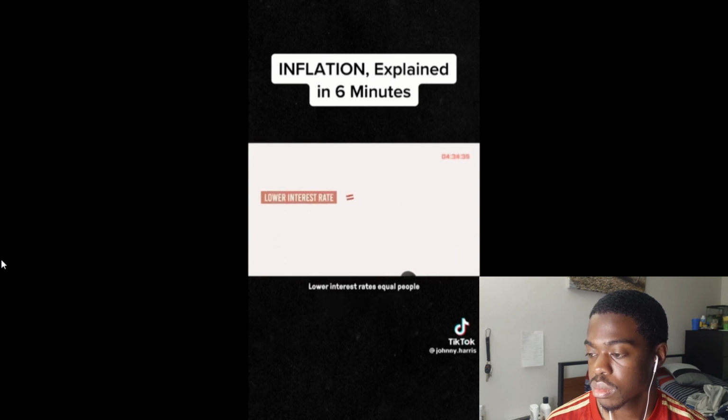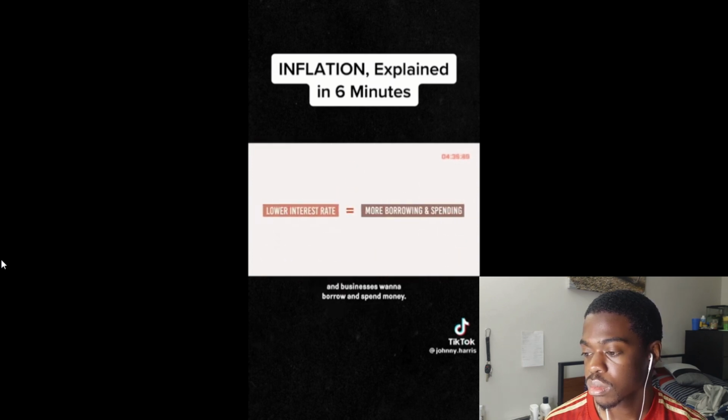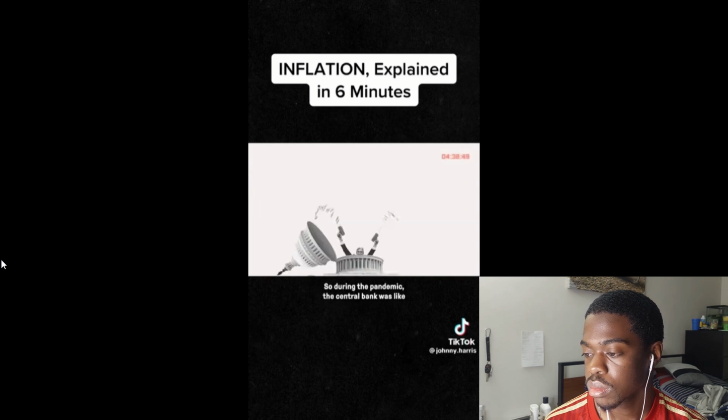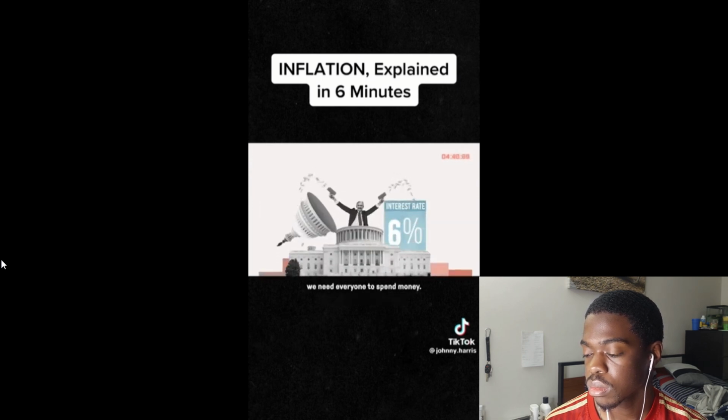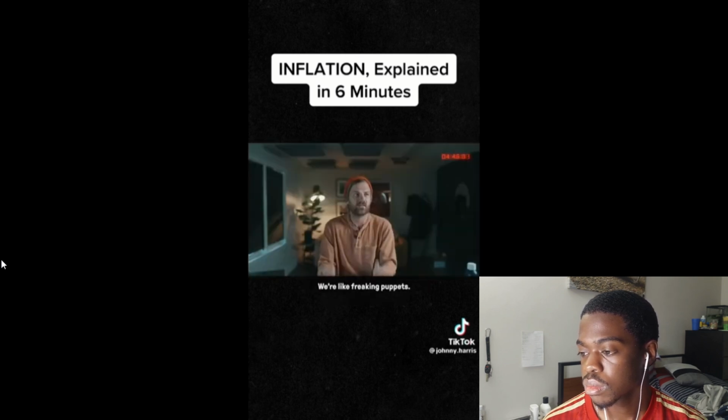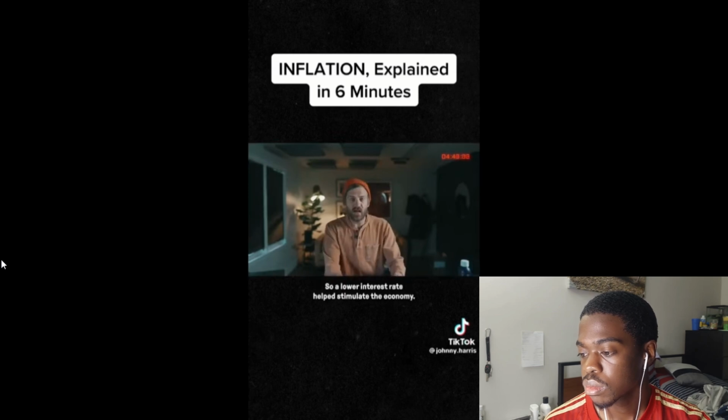Lower interest rates equal people and businesses want to borrow and spend money. So during the pandemic, the central bank was like, we need everyone to spend money. So they lowered the interest rate and people borrowed and people spent, and it totally worked. We're like freaking puppets. So a low interest rate helps stimulate the economy.